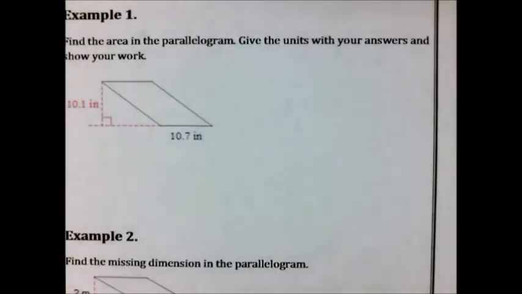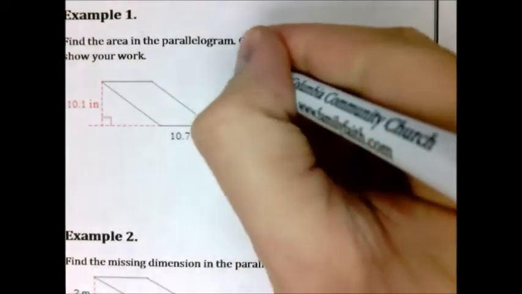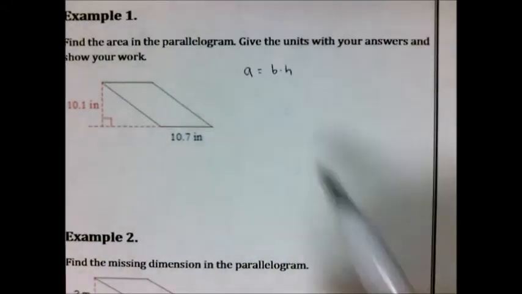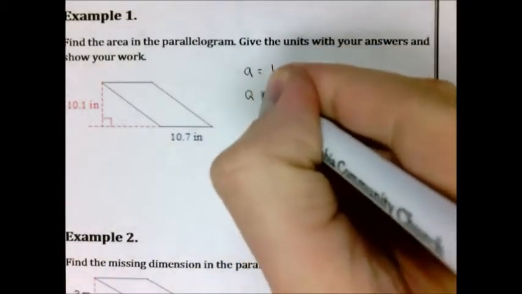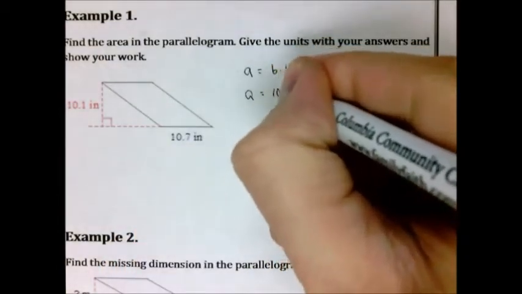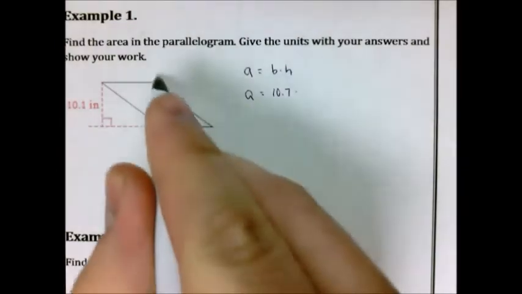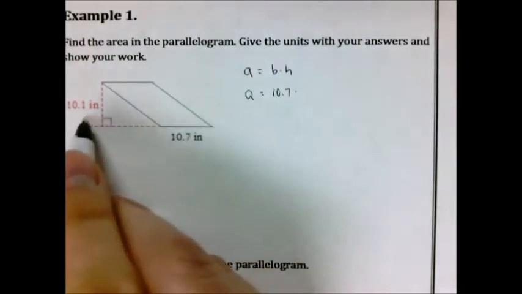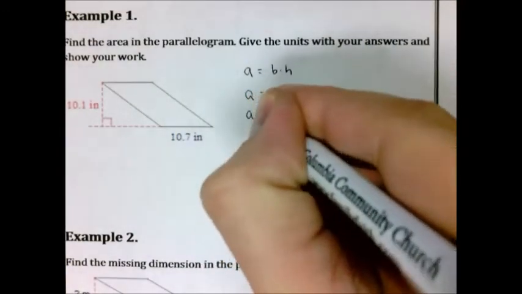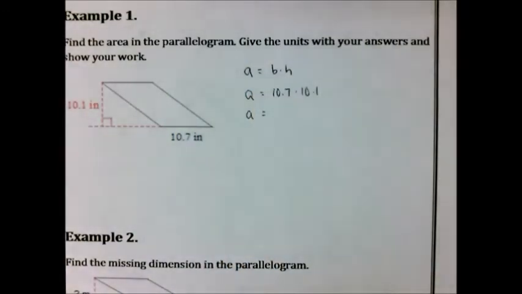Alright, so let's do example 1 first. It asks us to find the area of the parallelogram and give the units with our answer and show our work, right? So here's what we know. We know, again, the area is base times height. That's what we're trying to find out, our area. And we know that the length of the base is 10.7 inches. All we have to do is multiply that by the height of the parallelogram, and we're given the height to be 10.1. So fairly easy here. The area then is equal to 10.7 times 10.1.